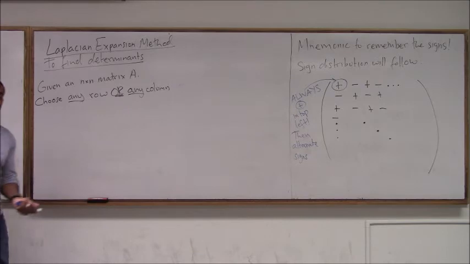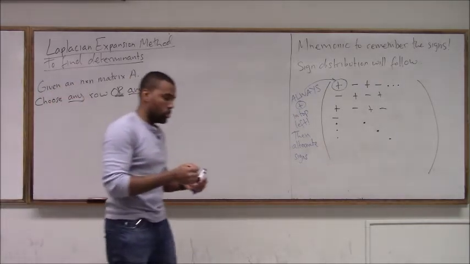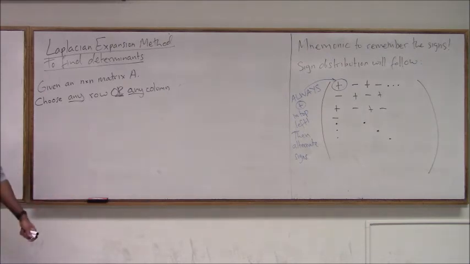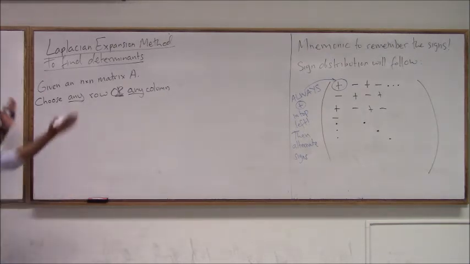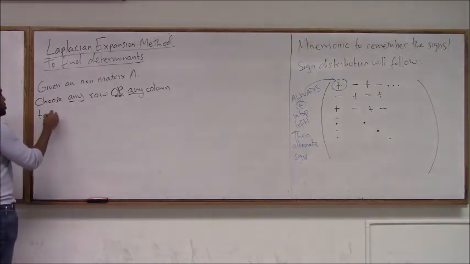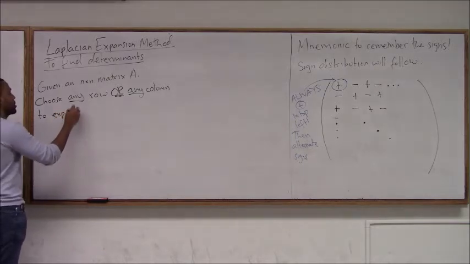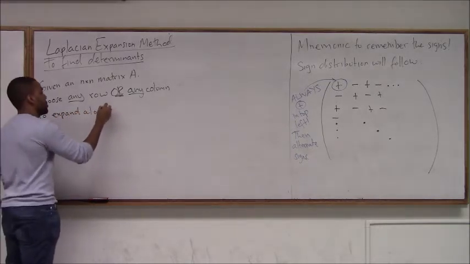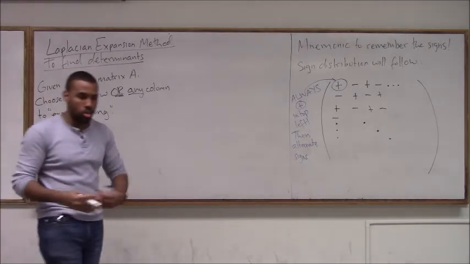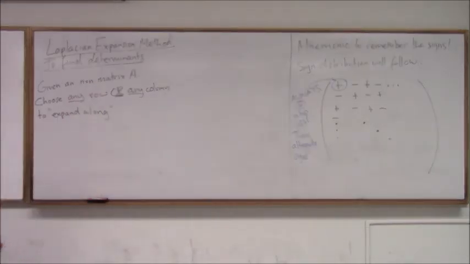So you're going to choose a row or a column, and I'm going to tell you ways in which you might want to do that. There are efficient things to choose and non-efficient things to choose. So you're given an n by n matrix, choose any row or column to expand along. I'm going to expand along this row or expand along this column. You can choose any row or column, the definition will be the same.